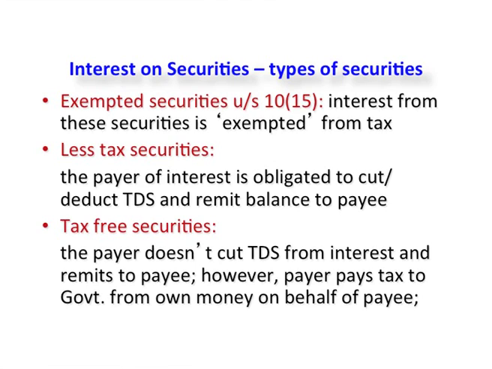So as you can see, examples 1, 2, 3 and 4 are various illustrations of less tax securities. The bottom line being tax deducted by the issuer from the income of the investor. Let's consider the next type of securities, that is tax free securities.